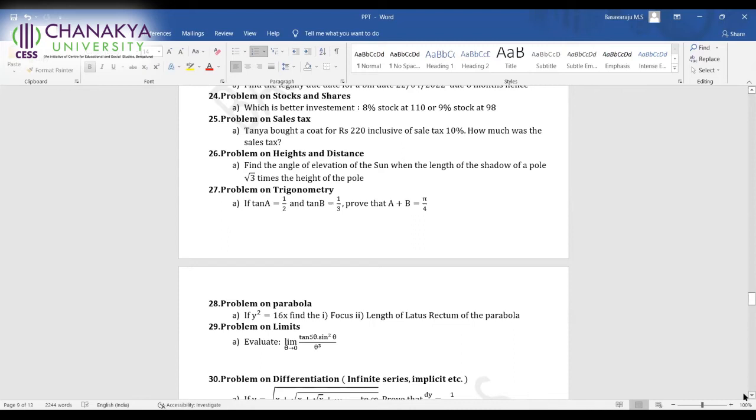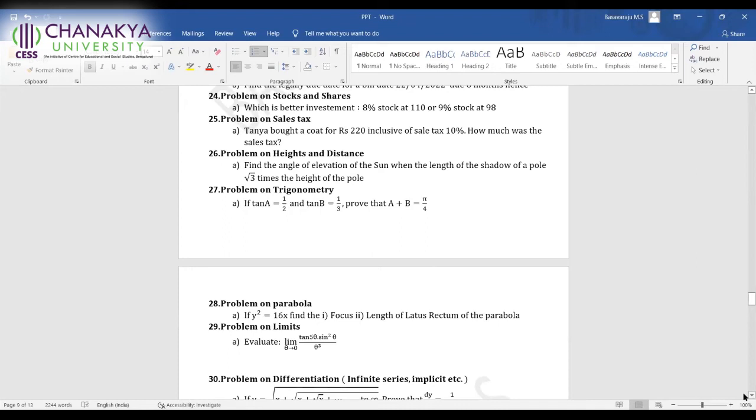So what happens to the focus finally? 4 comma 0. So how to calculate the length of the latus rectum? There is a formula, which is 4A. Multiply A with 4. So the A value is 4 again. So 4 into 4 is 16.